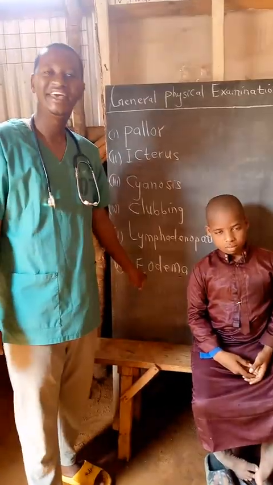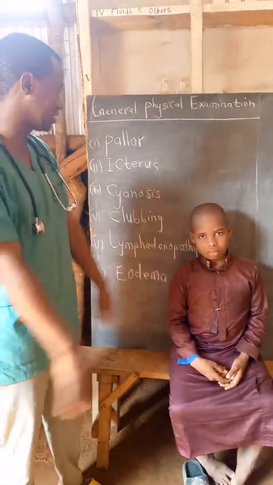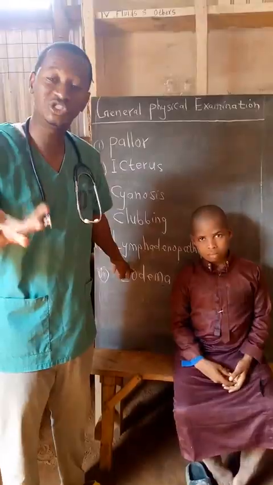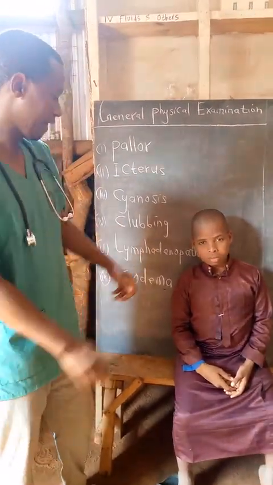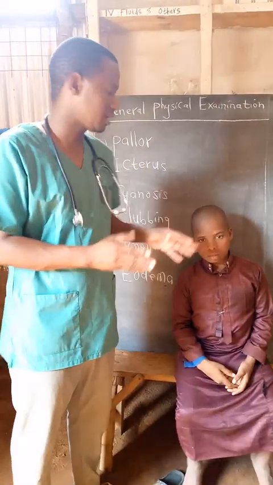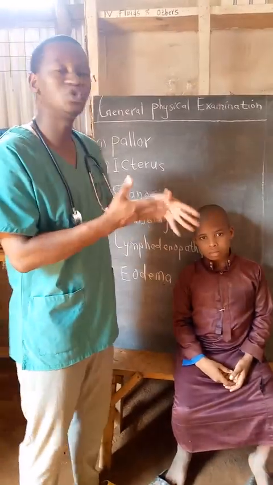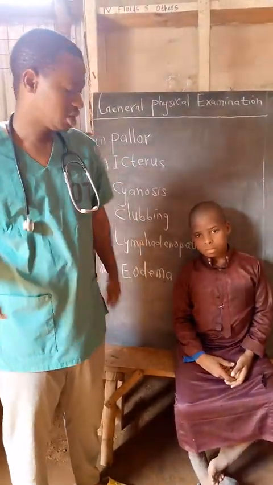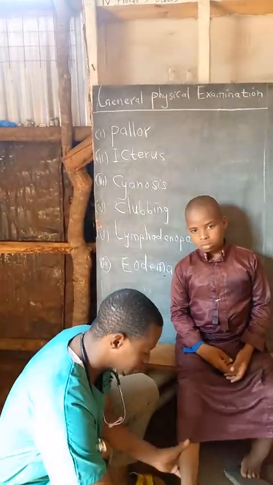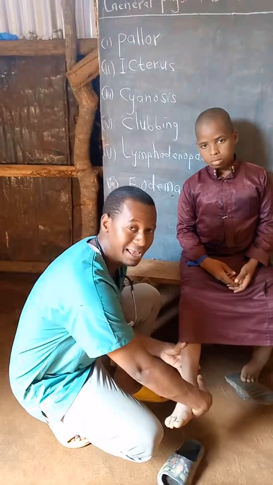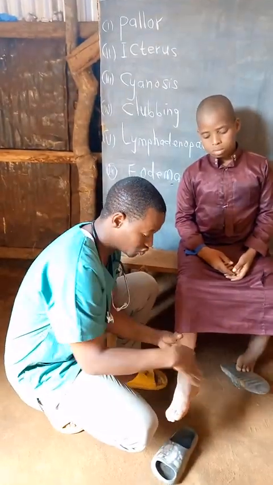We go for edema. Edema is the accumulation of fluid in the interstitial spaces of the skin. How will you examine edema? There are two types: localized edema and generalized edema. We also have pitting edema and non-pitting edema. You can check edema at the medial malleolus of the leg. You apply pressure at the medial malleolus to rule out edema. Here you can see there's no edema.